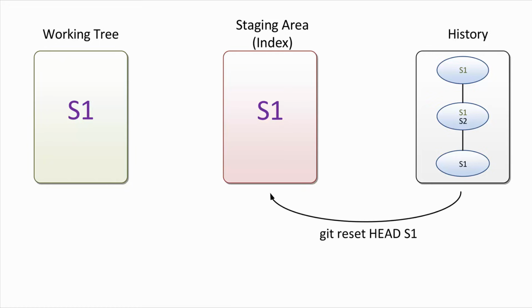We do this with the git reset command. More specifically, git reset HEAD S1. We will restore S1 from the latest commit. The term HEAD in this context refers to the most recent commit. We will talk more about HEAD in the next video on branching and merging.